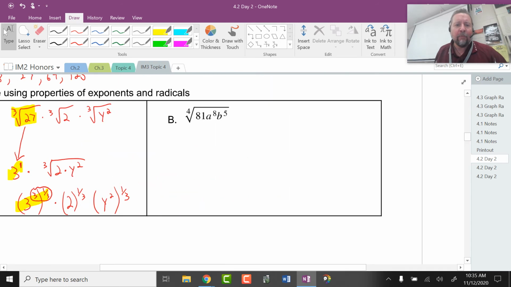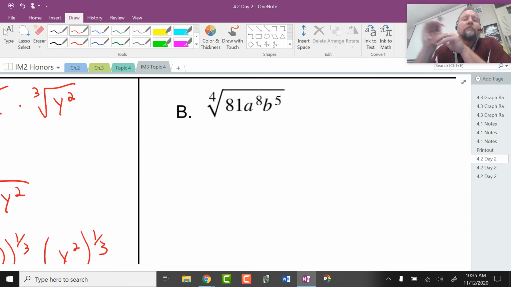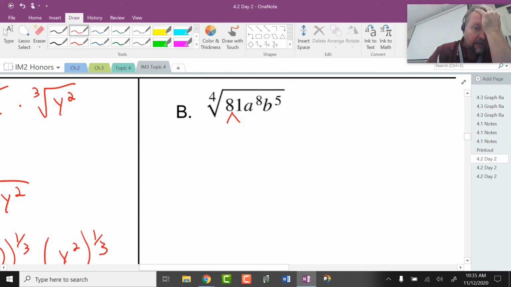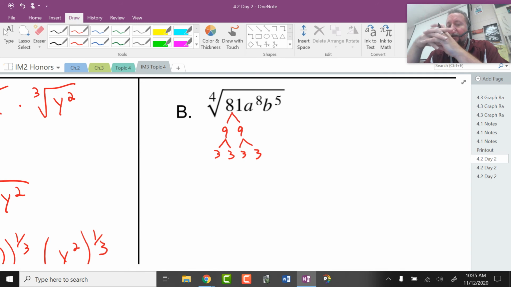Matt, we know about 81. Well, what's 81? What times what? It's a perfect square. Let's make this easier. Okay, and then what do you know about 9? Okay, so what is the fourth root of 81 then, based off of this breakdown that you did? Because actually, numbers are going to be the hardest to deal with. What is the fourth root of 81?